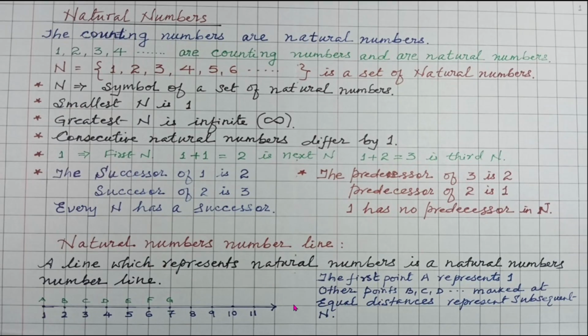First draw a line, and the point A on the line represents 1, the point B represents 2, C represents 3, D represents 4, and so on. So this is a natural numbers number line. But make sure that all these numbers represented on the number line are at equal distances from each other.